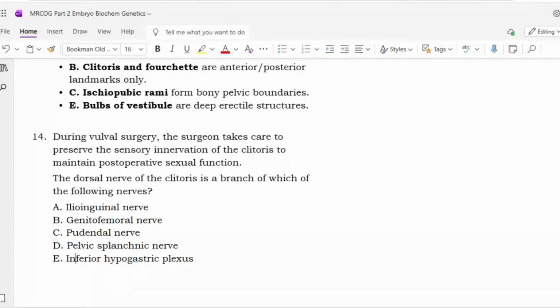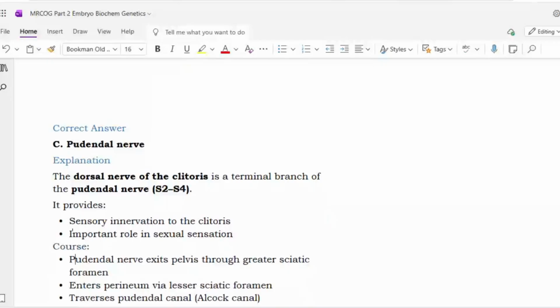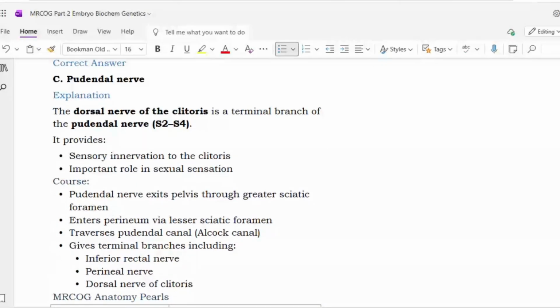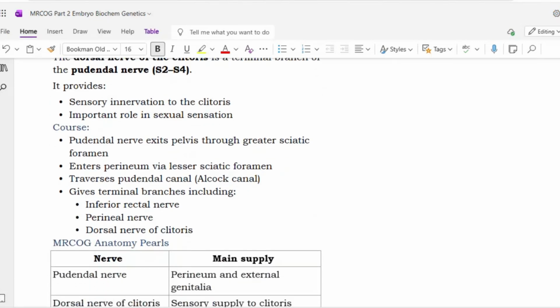Sir, option C, pudendal nerve. So the dorsal nerve of the clitoris is the terminal branch of the pudendal nerve, that is S2 to S4. It provides sensory innervation to the clitoris, with an important role in sexual sensation. The pudendal nerve exits the pelvis through the greater sciatic foramen, enters the perineum via the lesser sciatic foramen, then traverses the pudendal canal, that is Alcock's canal, giving terminal branches including the inferior rectal nerve, perineal nerve, and dorsal nerve of the clitoris. SBA can be asked on this.